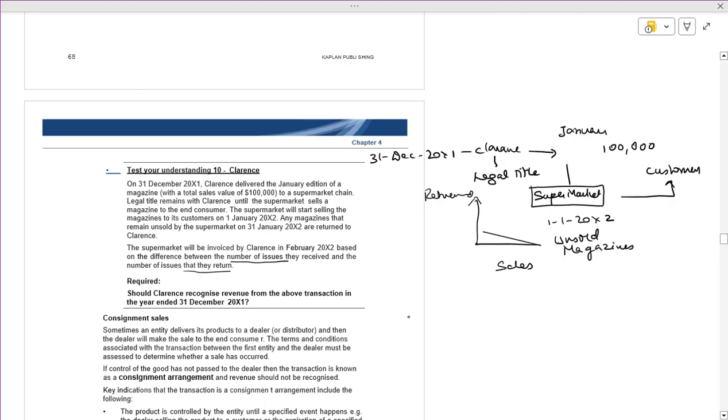Means what will happen? See, now you can understand. You will have the sales. You will have the sales returns, and this is going to be the net sales. Sales is 100. Sales returns is 5. Net sales is how much? 95. Okay. Now, what should Clarence recognize as revenue from the above transactions with respect to 2001?